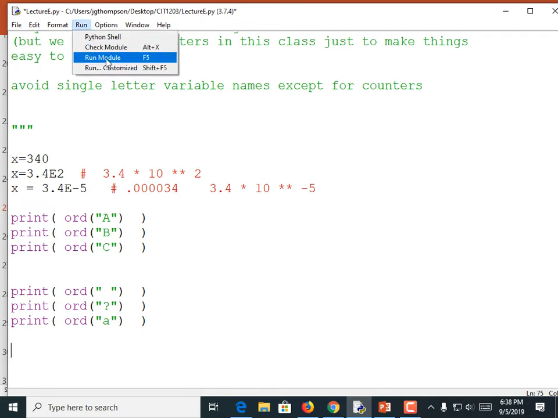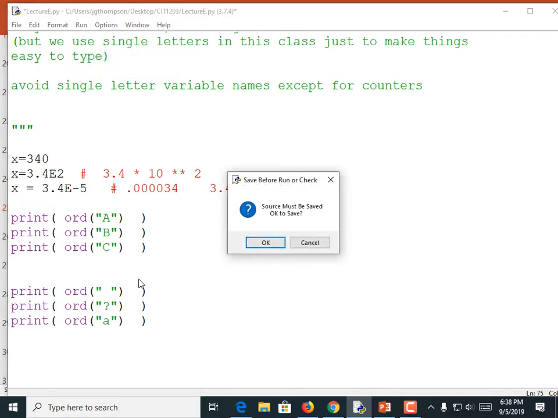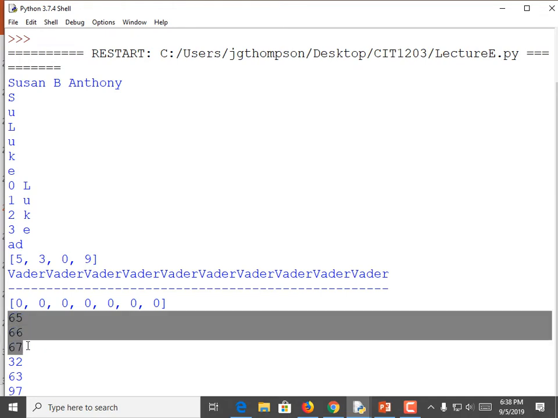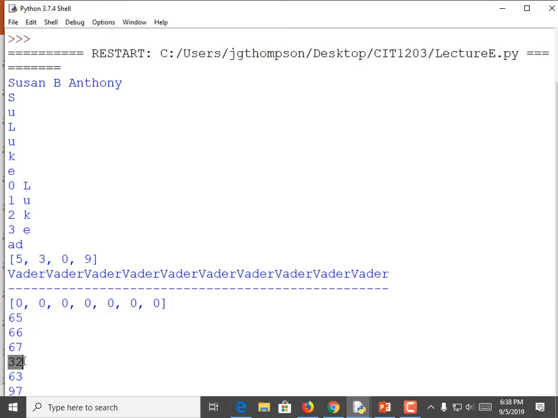You don't have to pick the same characters. You can put the letters of your name there, right? Fred, F-R-E-D, whatever. And there we go. 65, 66, 67 as promised. A space happens to equal a 32. I guess a question mark is a 63. And a lowercase a is a 97.